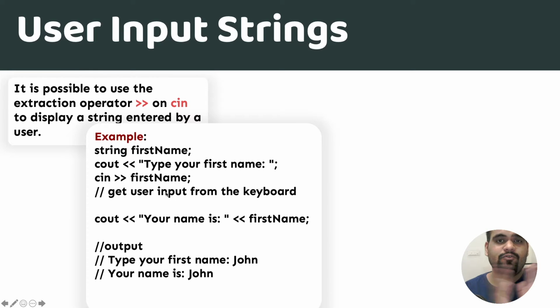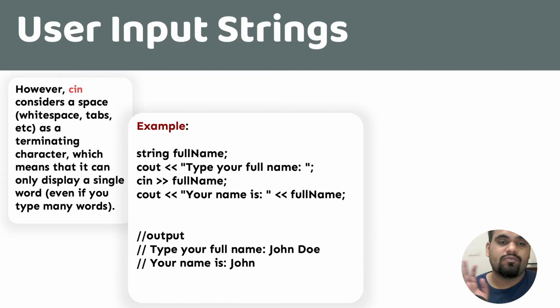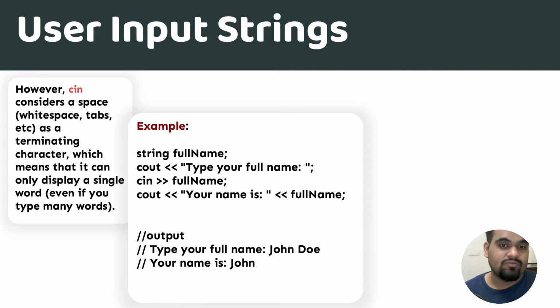Now, user input string. It is possible to use the extraction operator, which we use with cin, to display a string entered by the user. That's thing number one. You have a program where the output is: type your first name, John, and your name is John. This is what we generally do in order to get an input from the user, and that's how you conventionally take a string and capture a value.